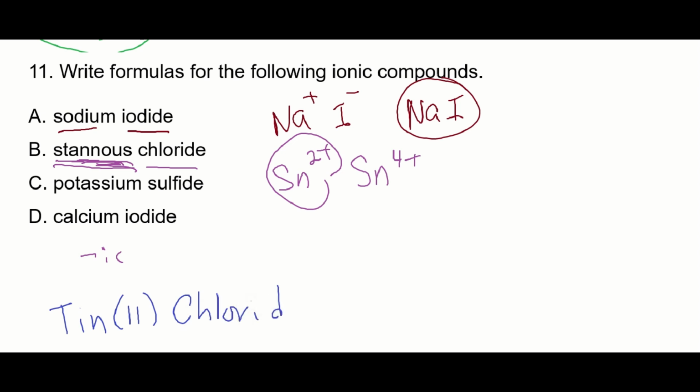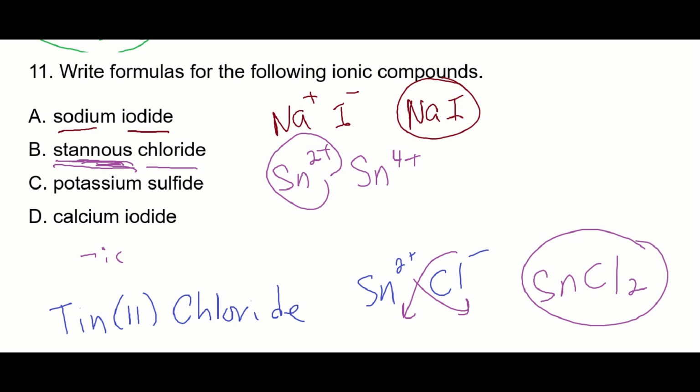Okay, so let's go with that. The symbol is still going to be Sn. It's going to form a 2 positive charge, and then chloride is chlorine, so that's going to be a 1 negative charge. Crisscross those numbers, and you're going to get a formula of SnCl2. And there's your formula for stannous chloride or tin 2 chloride. These are both the same thing.